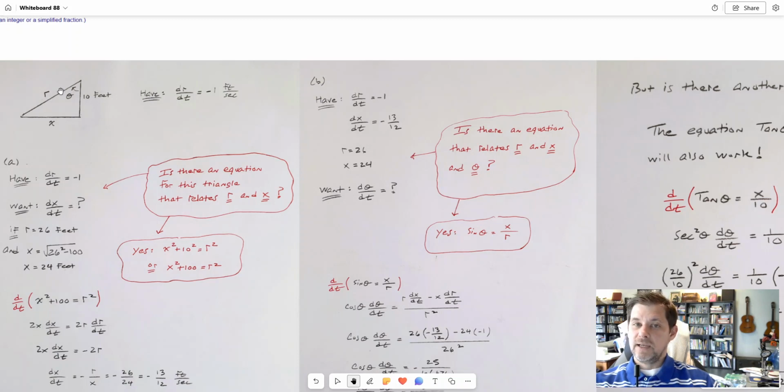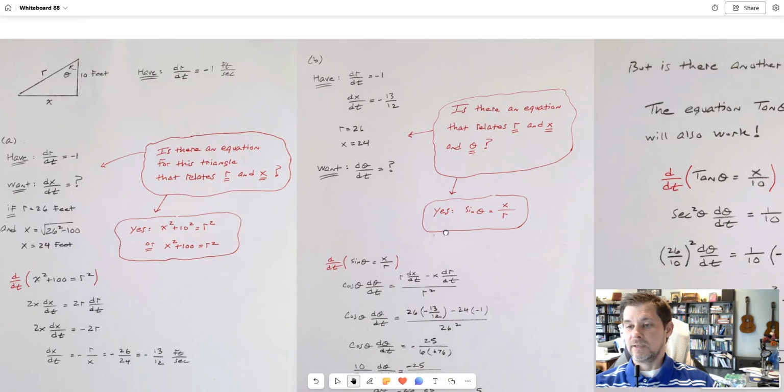That's true, right? Sine of an angle is the opposite side over the hypotenuse. So there I have it, an equation that's true and applicable to this triangle, and it relates the things I have together with the thing that I want. All right, so that could be my starting point.